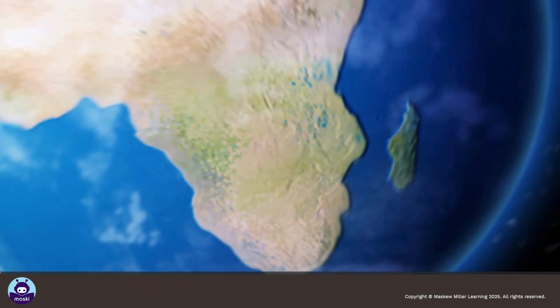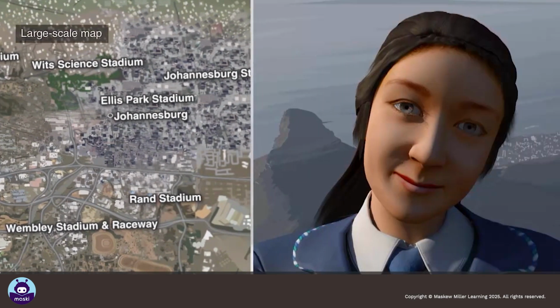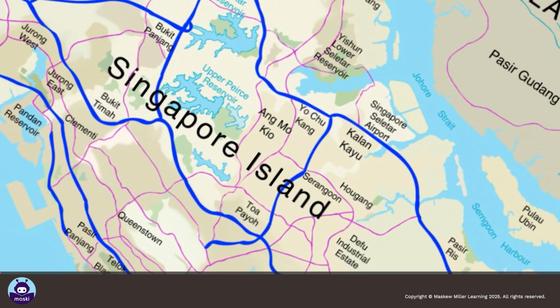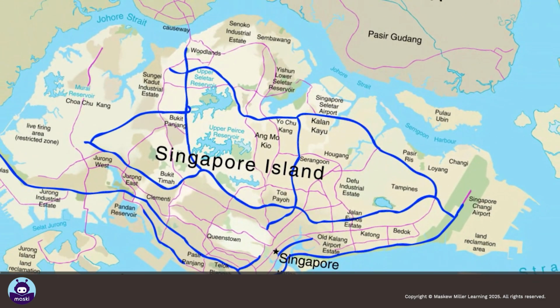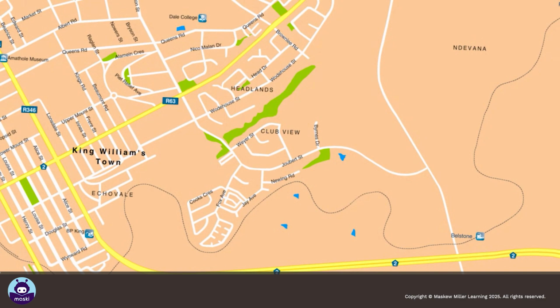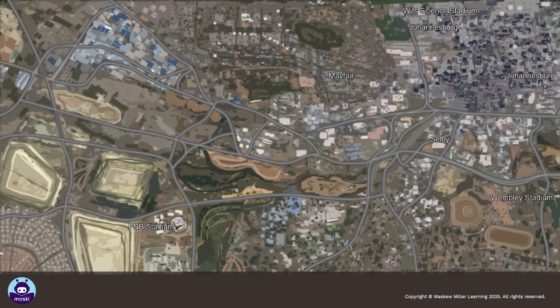A large-scale map gives a large amount of detail covering a smaller area, such as the city Johannesburg. A large-scale map is similar to a close-up selfie. Examples of other large-scale maps are maps of small countries such as Singapore, maps of towns, and maps of villages. A local map, such as the map of a city, is a large-scale map.